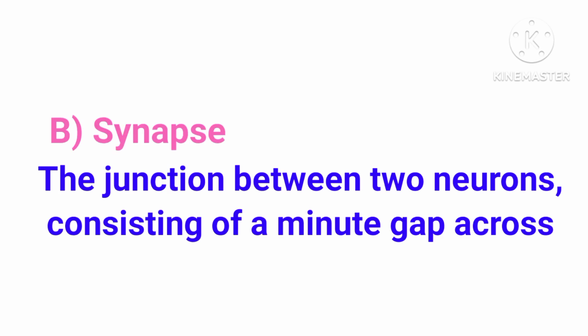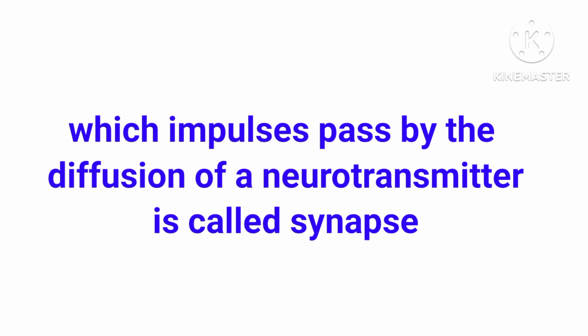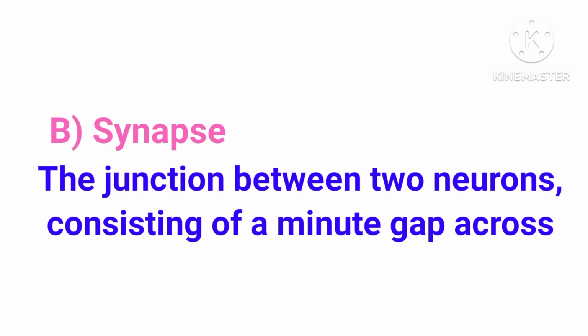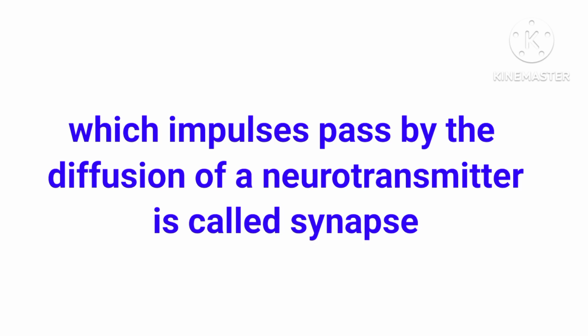The junction between how many neurons? Two neurons consisting of a which gap? Minute gap across which what pass? Impulses pass by the diffusion of a which transmitter? Neurotransmitter is called what? Synapse. The junction between two neurons consisting of a minute gap across which impulses pass by the diffusion of a neurotransmitter is called synapse.